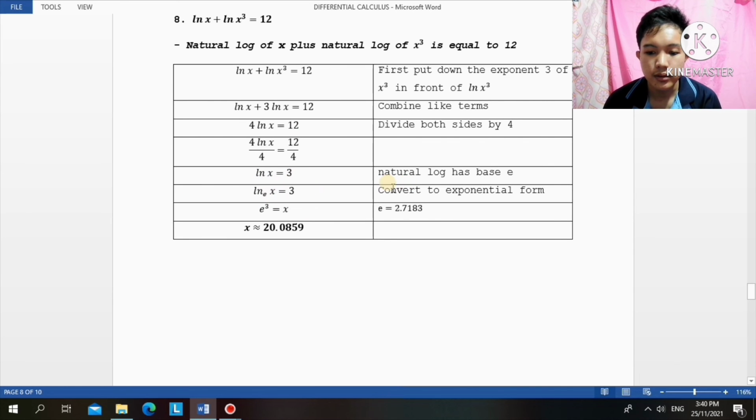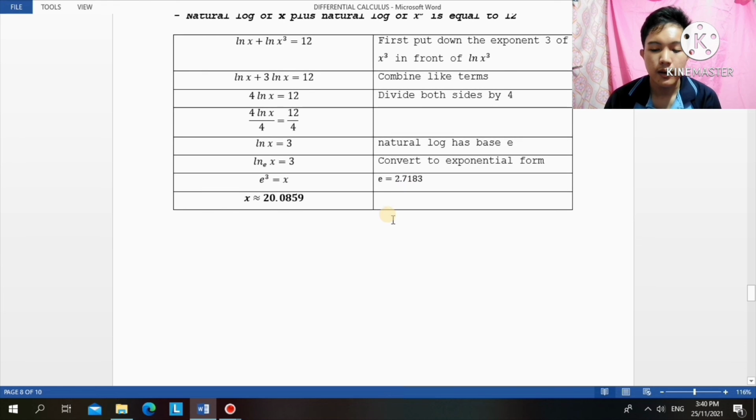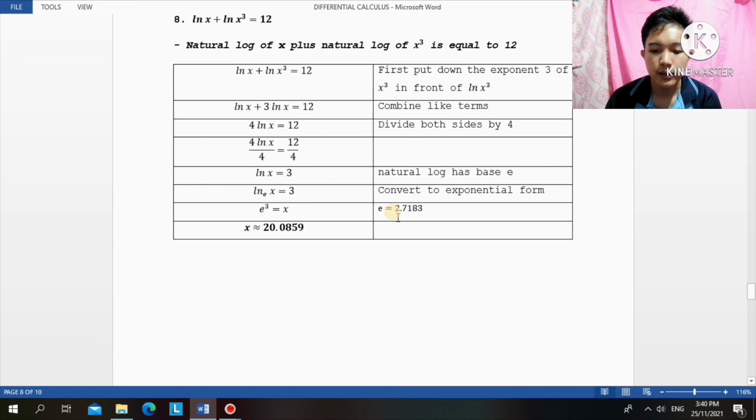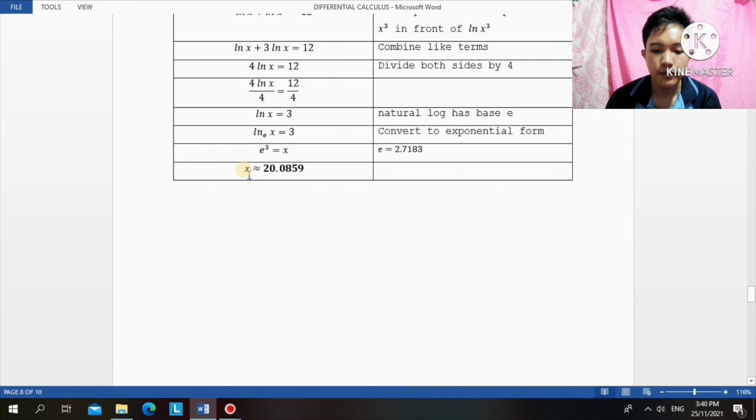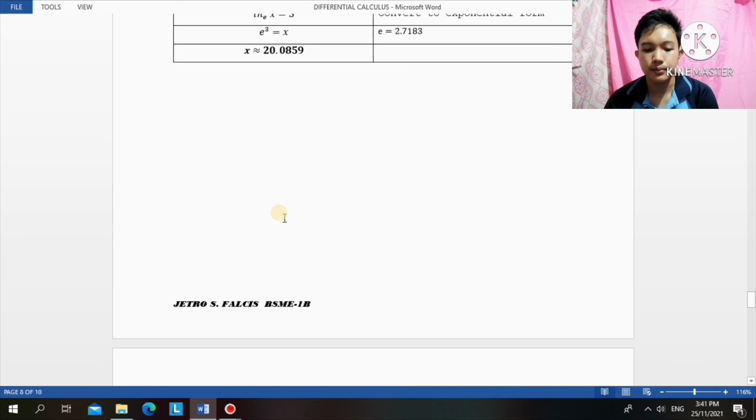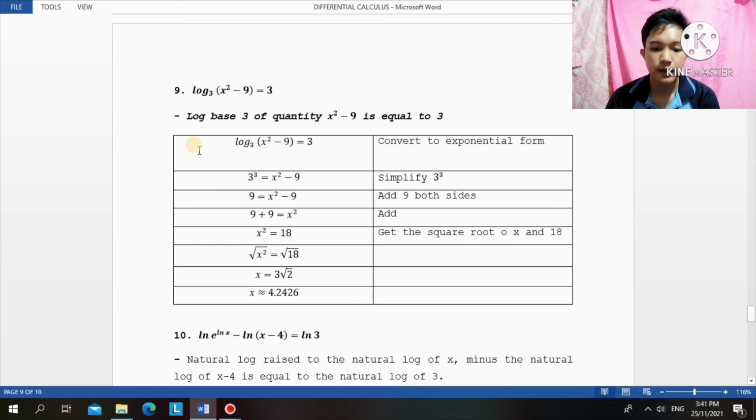Then convert. Remember that natural log has a base of e always. So ln base e of x is equal to 3. Its exponential form is e raised to 3 is equal to x. So e is equal to 2.7183. So x is approximately 20.0859.